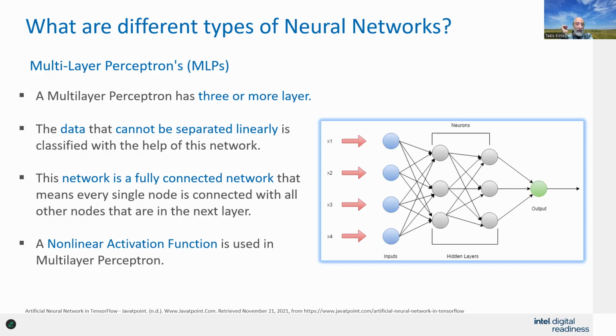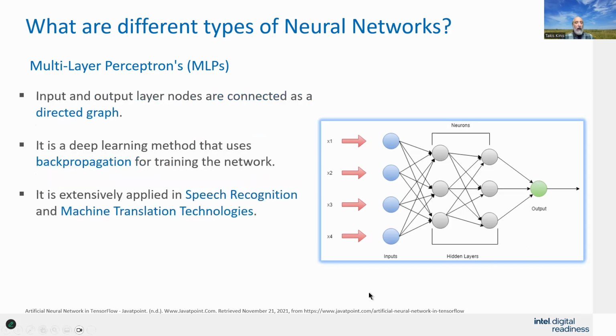It says a nonlinear activation function is used in multi-layer perceptron. So nonlinear means it probably has square roots and powers and that kind of thing in the formula to trigger it. The input and output layers are connected as a direct graph, right? So you can see the inputs coming in and going out.